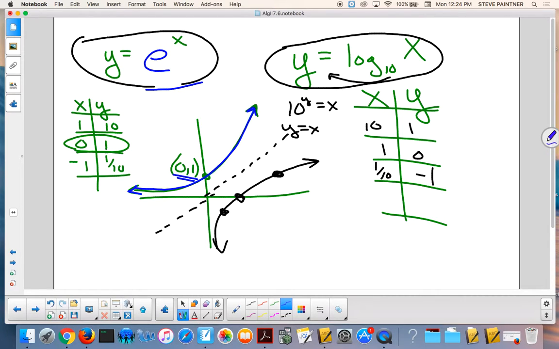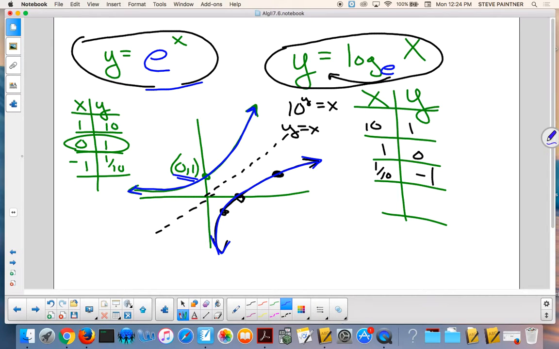And guess what I'm going to do now over there? I'm going to change it to base e. So what is y equals log base e of x? It's the same thing. You'd reverse your x's and y's, and you'd get the same inverse graph. So here's the deal. This is the same thing you did last week, except now you're in base e.